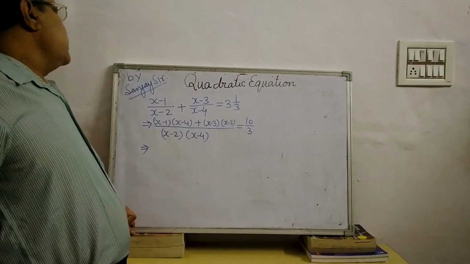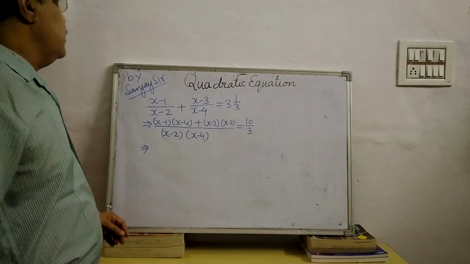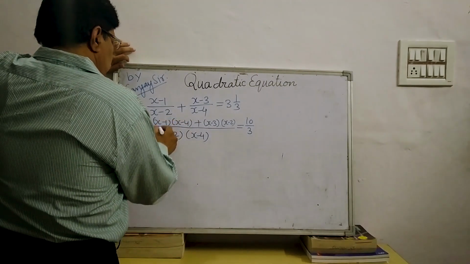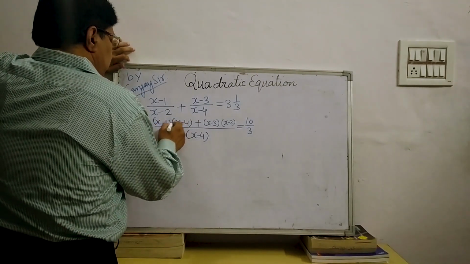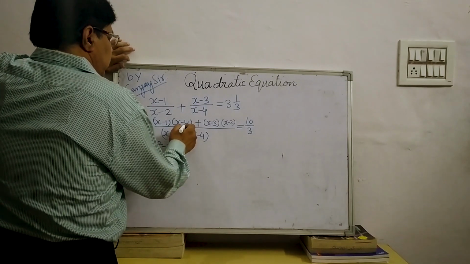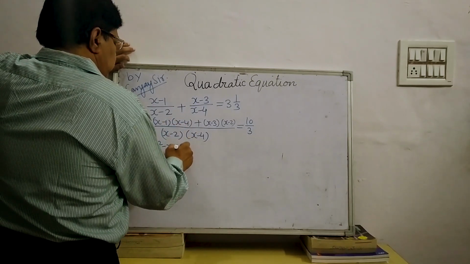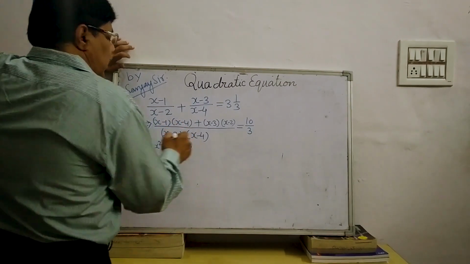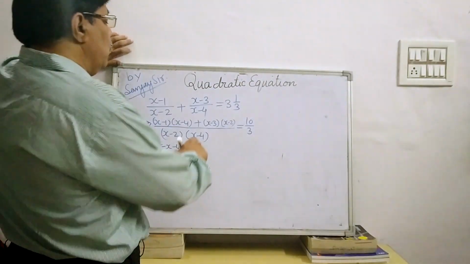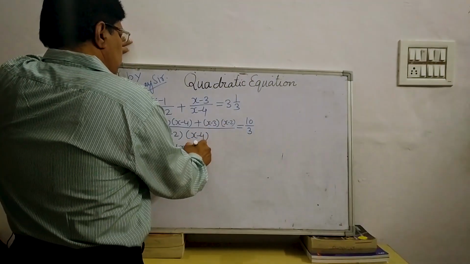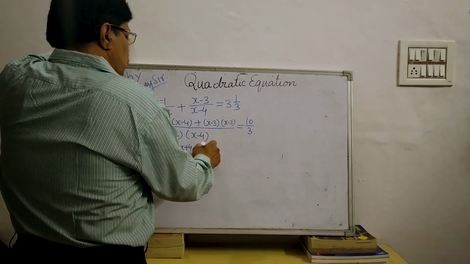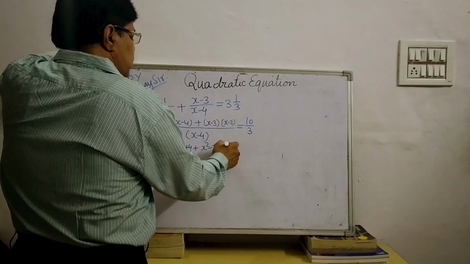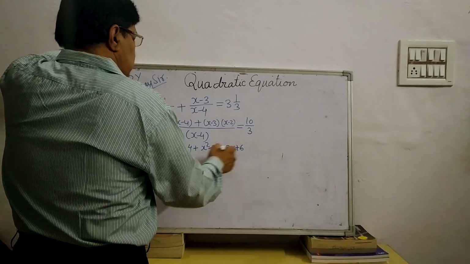Now simple multiplication is there. So multiply one by one and write it. We can do it directly because you are in class 10, so you can write it directly. x into x will be x², then x into minus 4 gives minus 4x, then minus 1 times x gives minus x, and minus 1 times minus 4 will become plus 4. Clear? Now similarly open this bracket. What will come? x into x is x², minus 3x, then minus 2x, plus 6 upon.